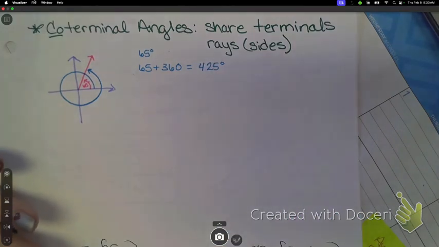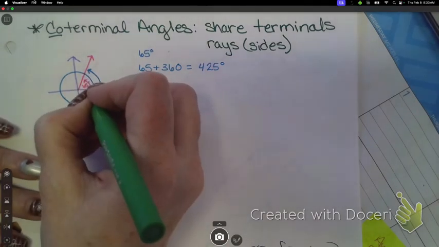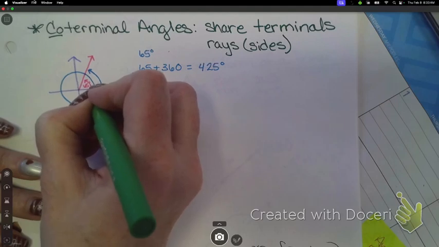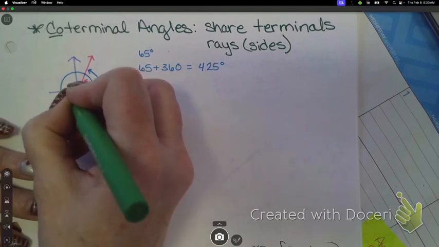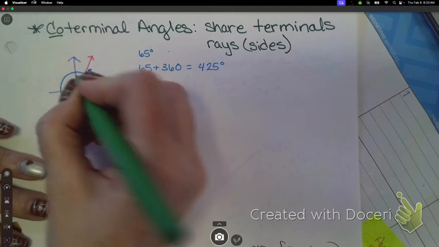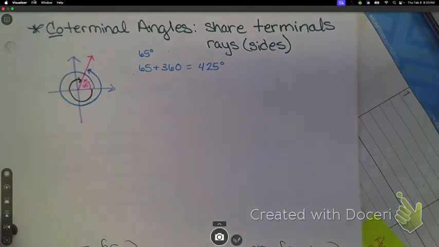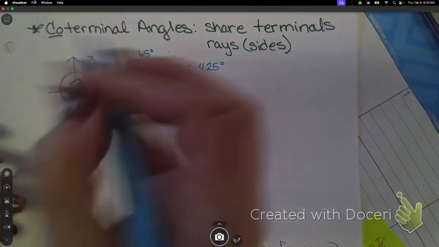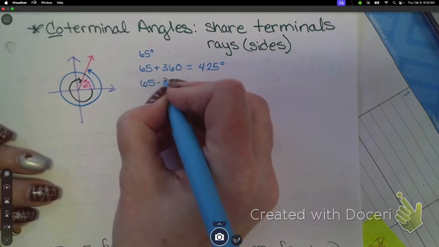Could I do it again? Yes. What happens if I go not in the positive direction, but in a negative direction? So I started at the positive x-axis and I went around and stopped here. Would I still be sharing a terminal side? Yeah. But how would I find that angle? I wouldn't add 360, I would subtract. So I'd have 65 minus 360.